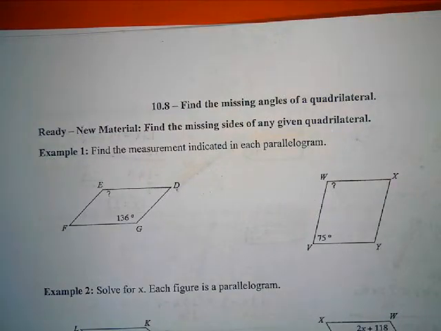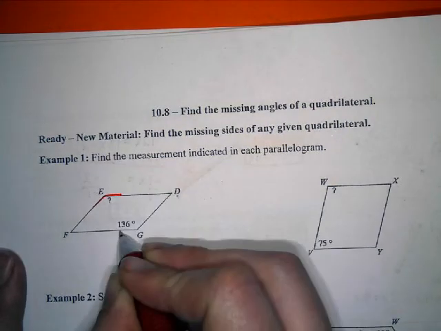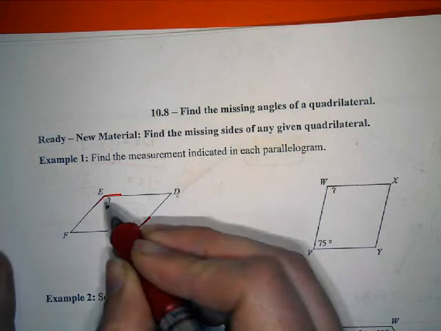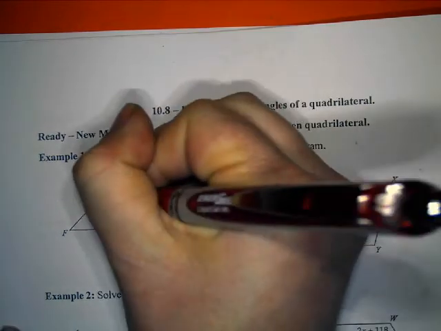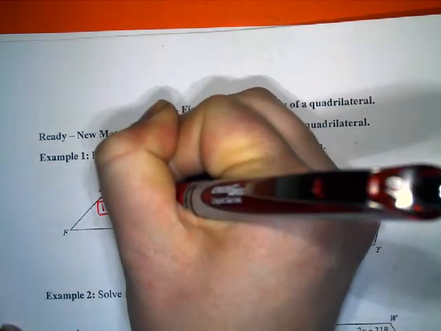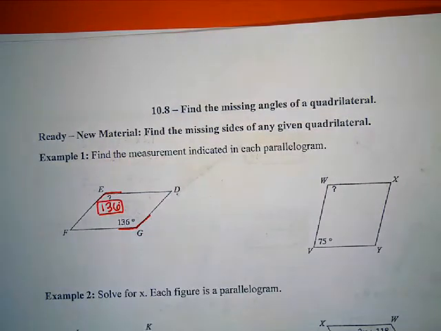Alright, first example, I'm given angle E and angle G. What do you think angle E will equal? 136. That is correct. They are the same size. They will both be 136.